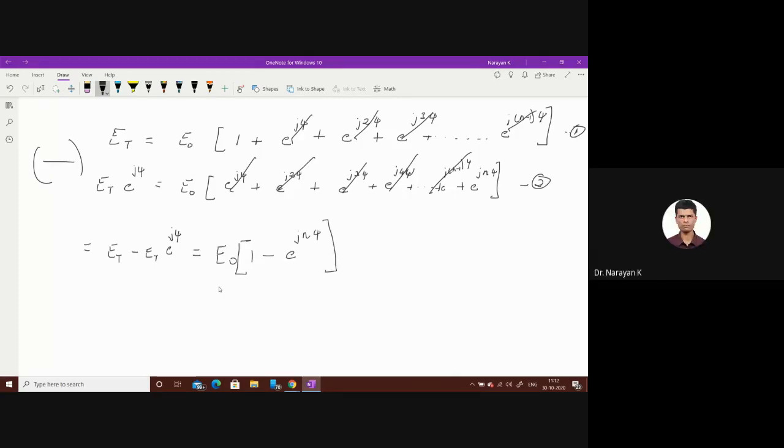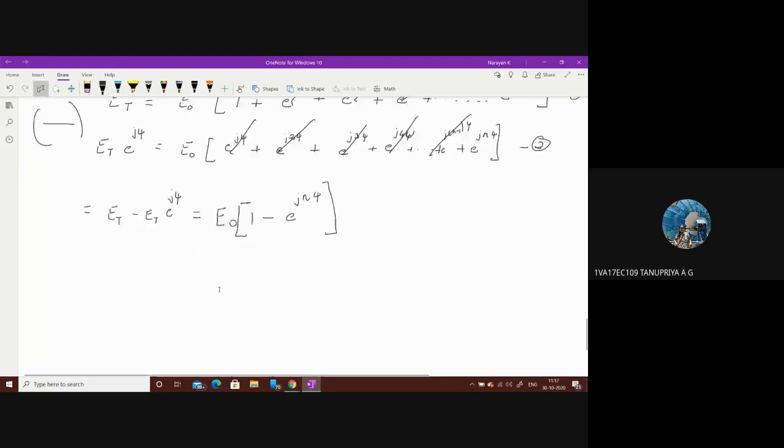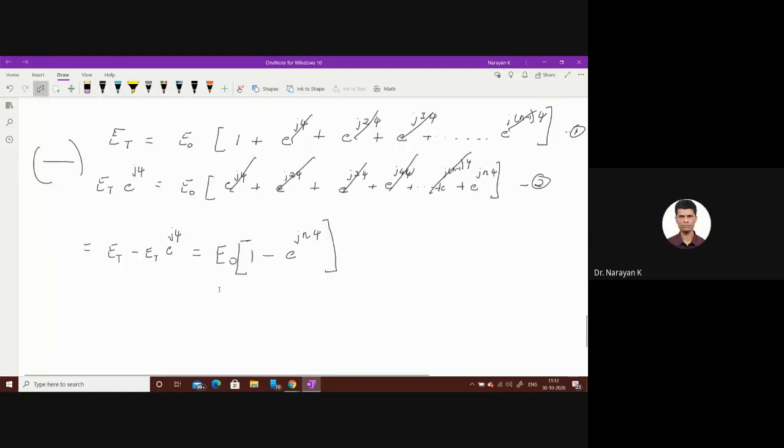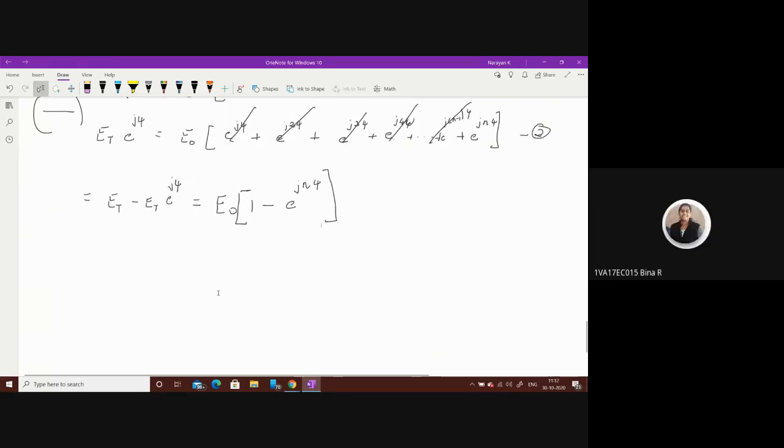Got it, all of you? Yes, sir. So on the left hand side, what can I write? Et (1 minus e power j psi) is equal to E naught (1 minus e raised to the power j n psi). Agreed. Call this as equation number 3.